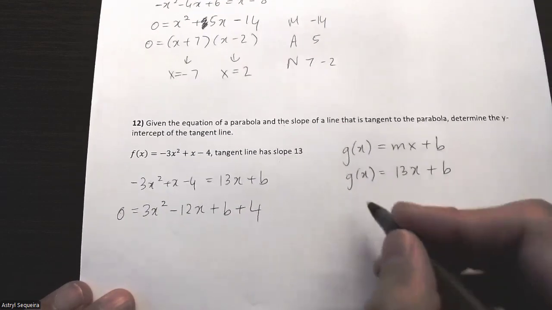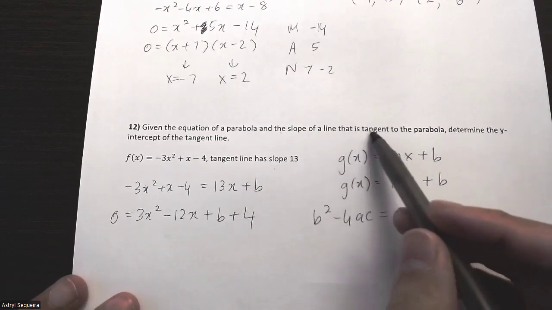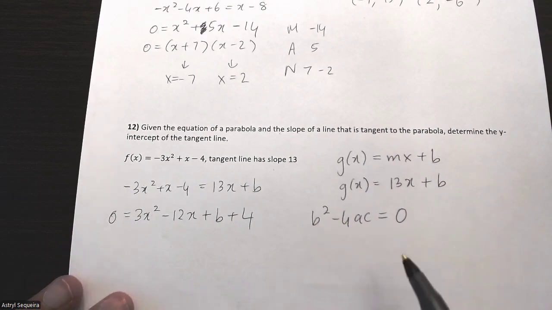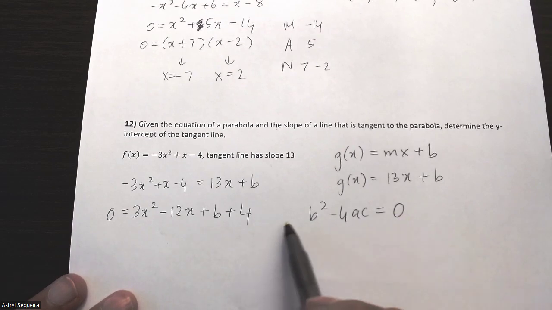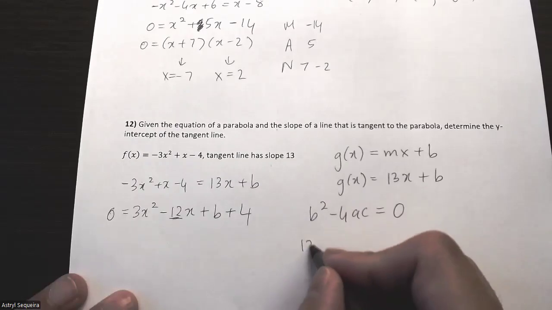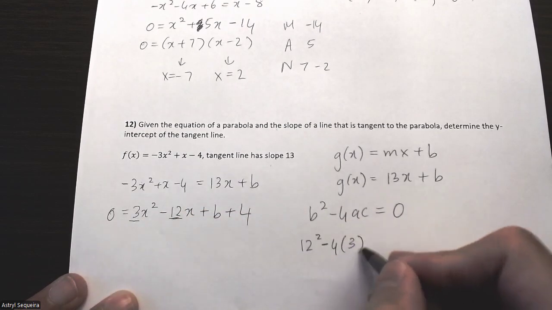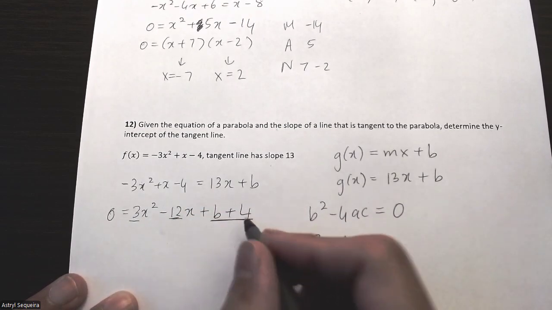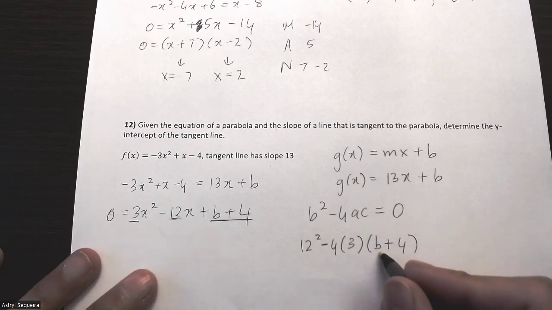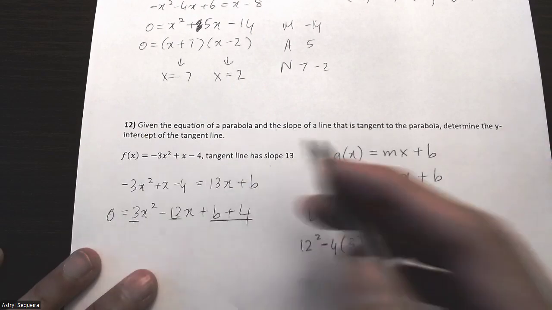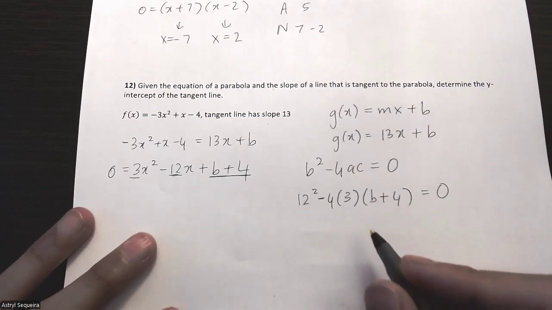And then what I'm going to do is use my discriminant formula and make it equal to 0, because anytime you have a line that's a tangent, it means there's only one point of intersection, which means your discriminant has to equal 0. So my B is 12, so 12 squared. My A is 3. And then my C is b plus 4. And remember, this b over here is the y-intercept. All I have to do is solve this equation now for my b and I'll get my answer.